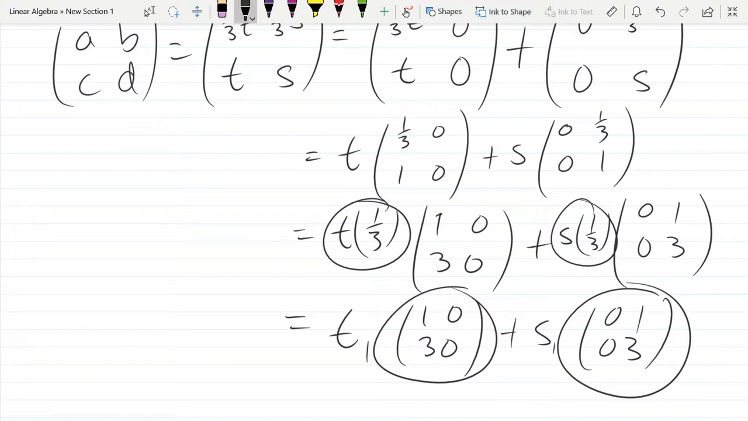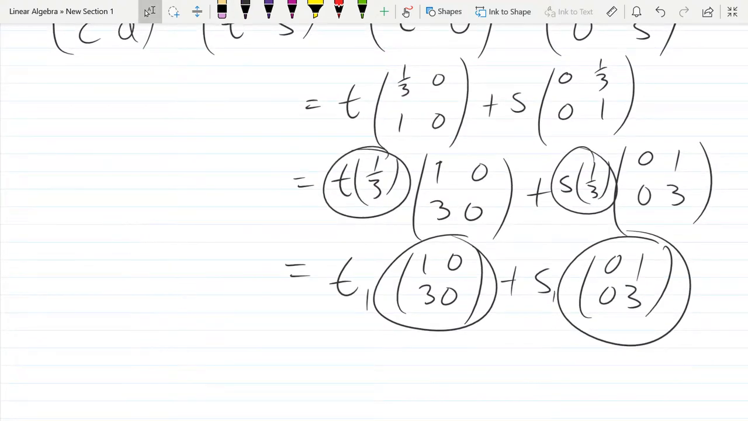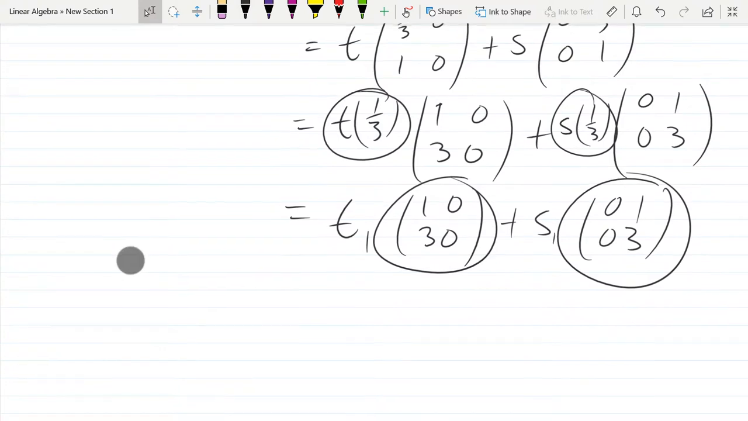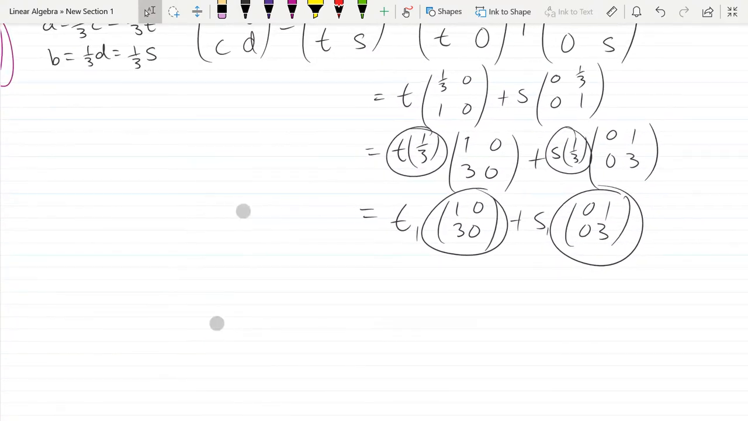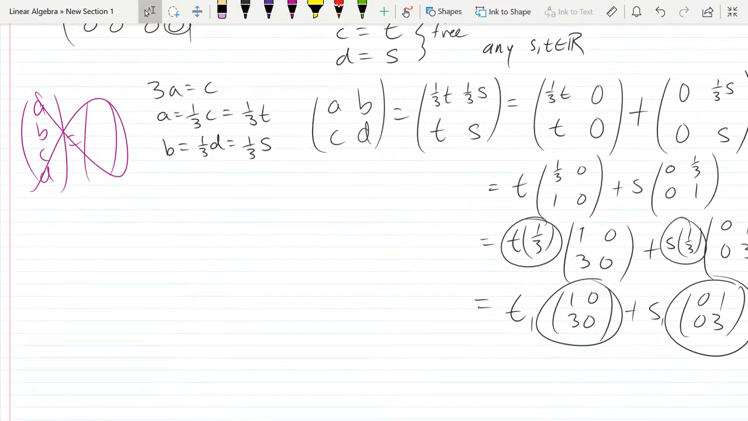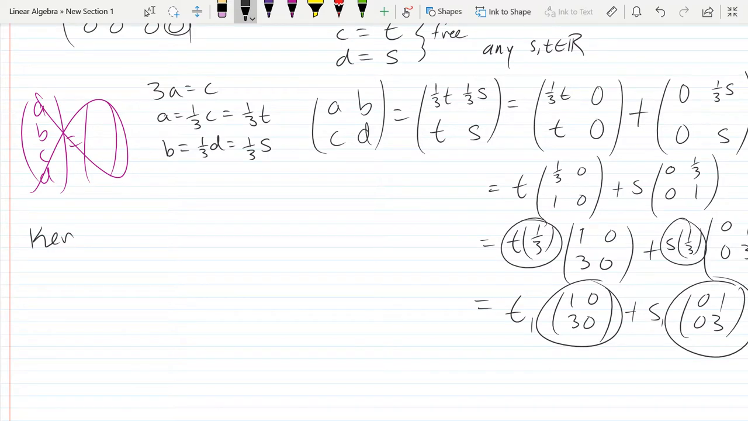Are they multiples? So it's pretty clear they're definitely not multiples because the non-zeros are in the opposite column. So there's no multiple that's going to take one to the other. So they're independent, and that's our basis. So I'll just write it in that math notation. So I'm going to write kernel of L, our matrix, equals span of our basis.